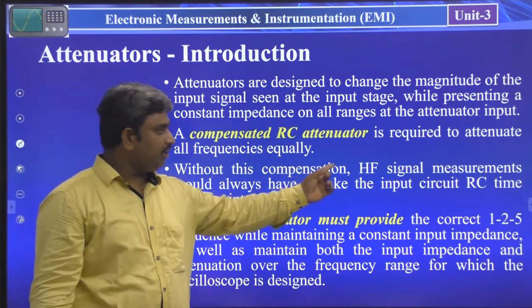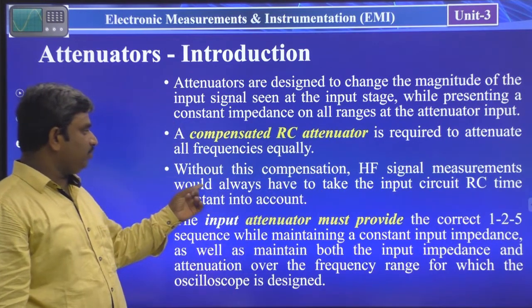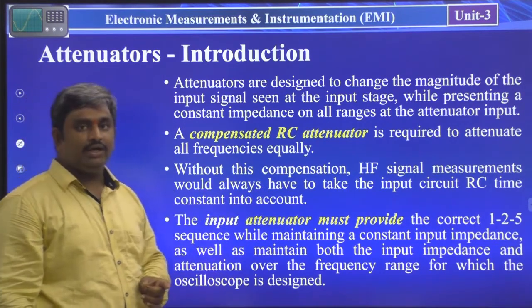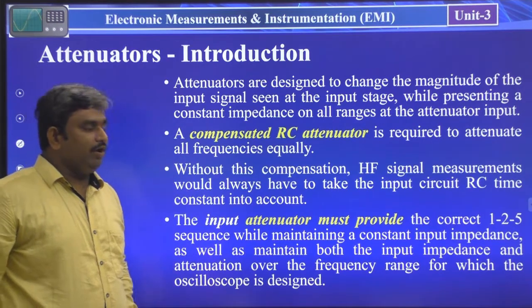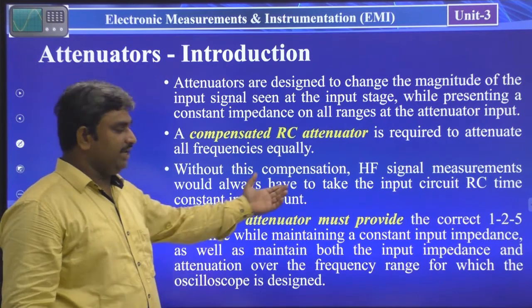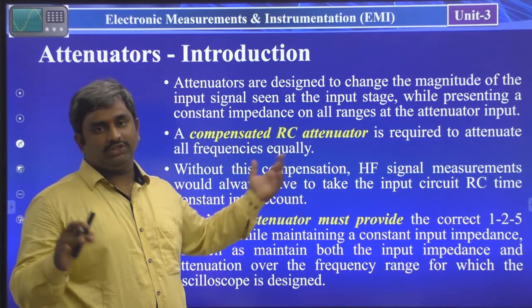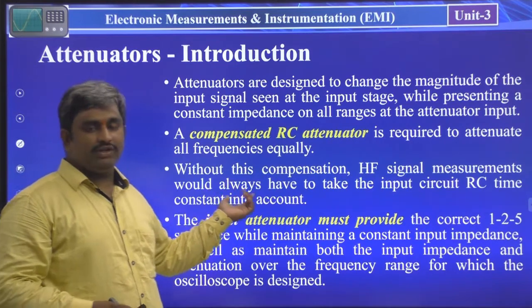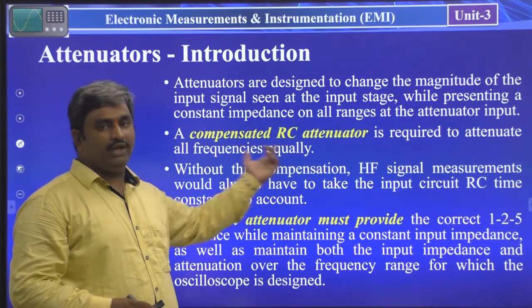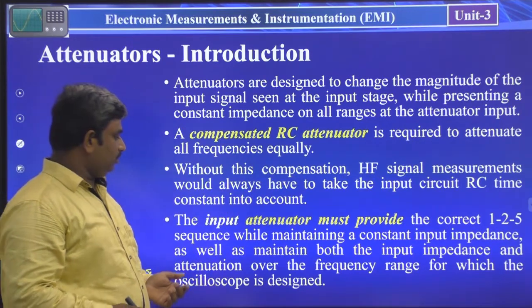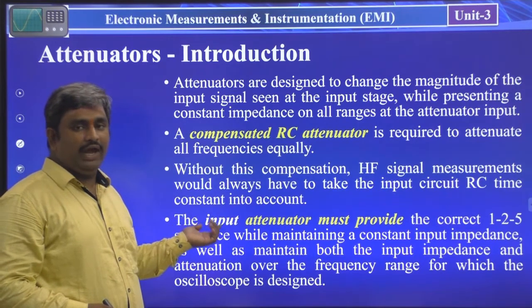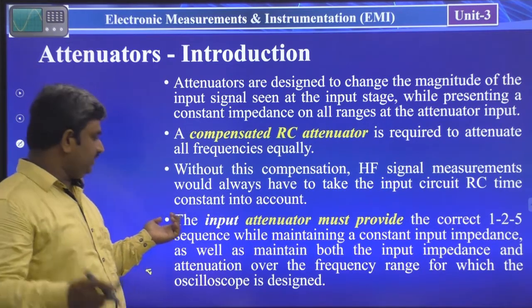Without this compensation, high frequency signal measurements would always have to take the input circuit RC time constant into account. So, without this circuit, for high frequency signals, we cannot get good stability in that particular signal. For that reason, we take the RC time constant into account and compensate this circuit. This compensated RC circuit is used for maintaining a good attenuation level for all signal frequency ranges.